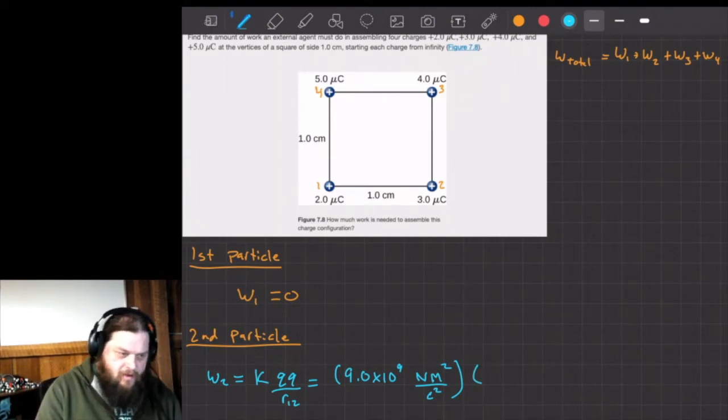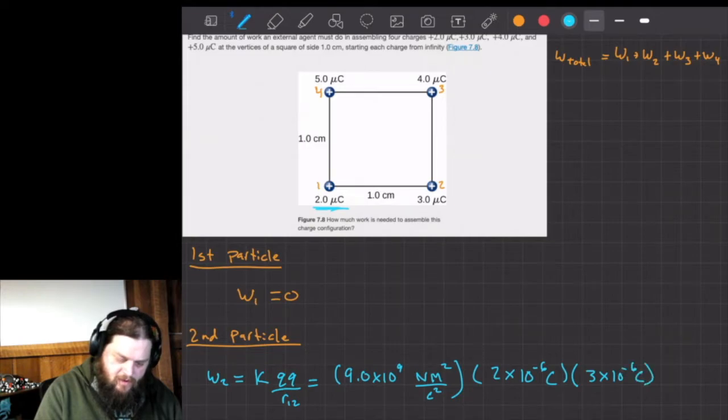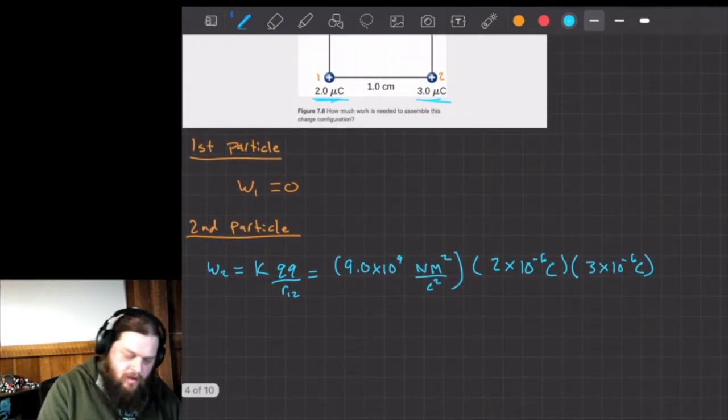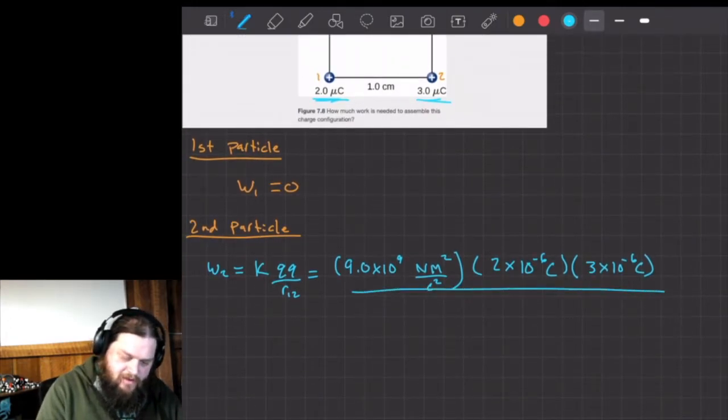Multiply that times 2 times 10 to the negative 6 coulombs. That's the charge of that first particle. Times 3 times 10 to the negative 6 coulombs, the charge of that second particle. And we can divide that whole thing by the distance between them, in this case 0.01, yeah, 0.01 meters.